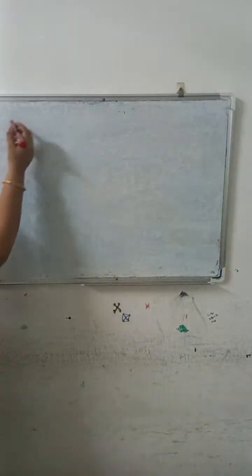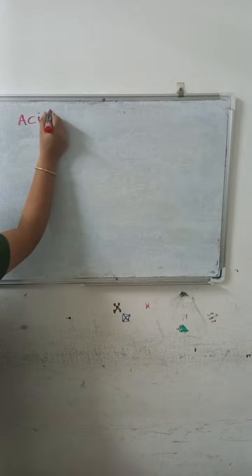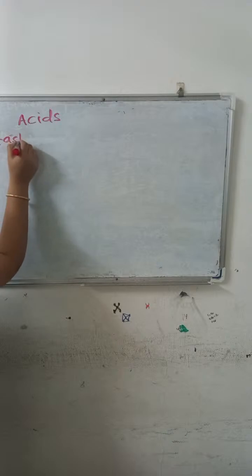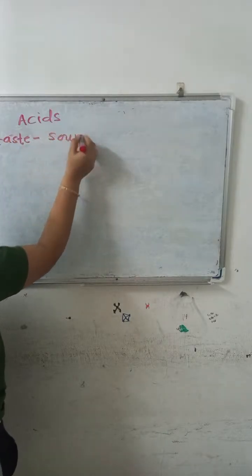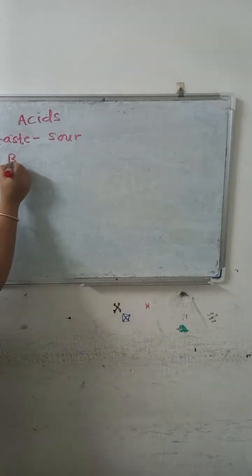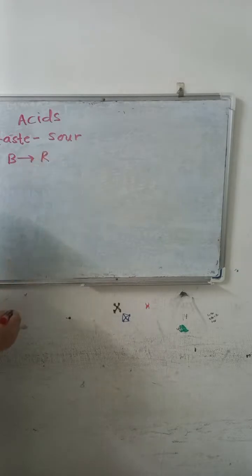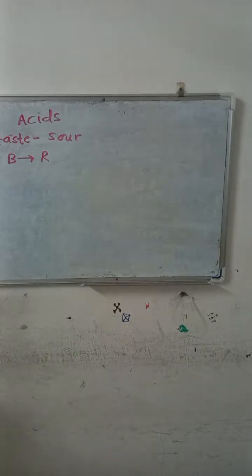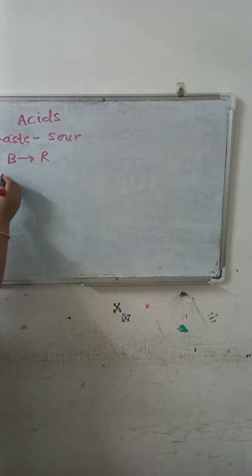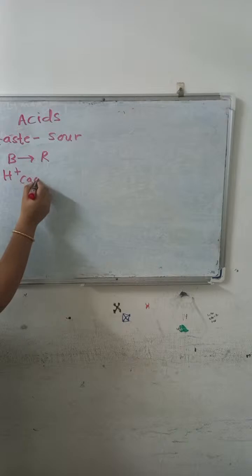Okay. So here first you can write down acids. Acids taste is how much? Taste is sour in taste. Okay. And if the substance is acid, then blue litmus turns to red. Very important, blue litmus turns to red. If the substance is acid, then blue litmus turns into red and red litmus will remain red only. And there are H plus aqueous ions present.